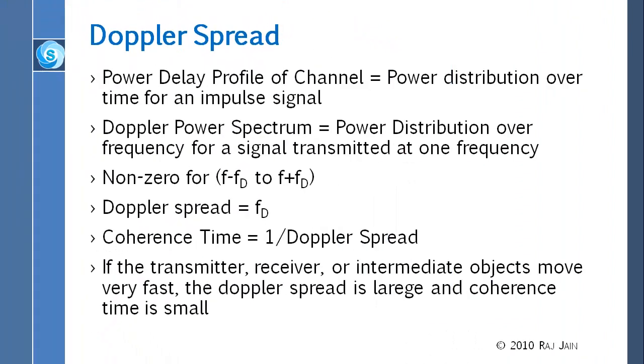In addition, there is a Doppler spread. The Doppler spread basically happens because, now let me ask you, if you are going towards the transmitter, will you get more cycles per second or fewer cycles per second?